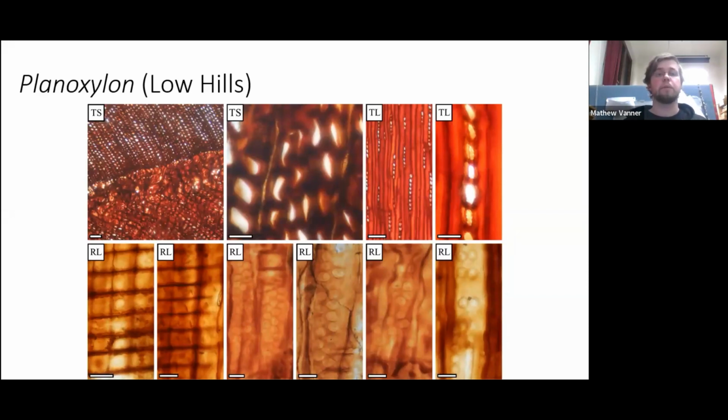Planoxylon has an interesting history. It was first identified from New Zealand by Marie Stopes, but this is the first time, however, that it has actually been identified from the Jurassic rather than just the Cretaceous.